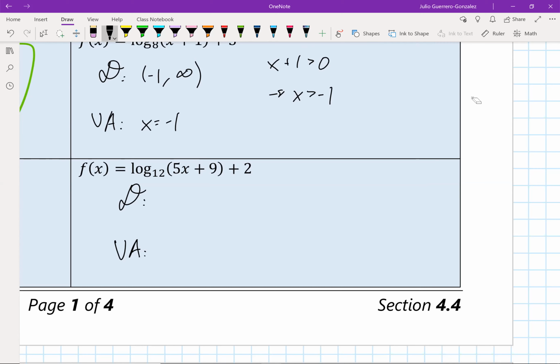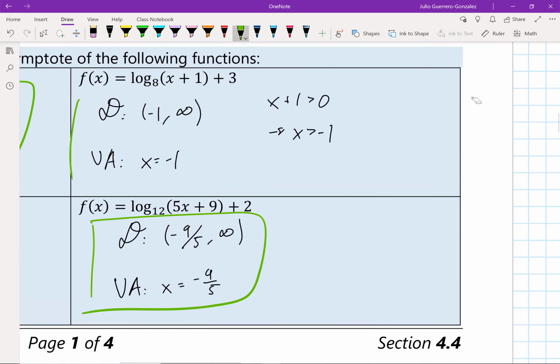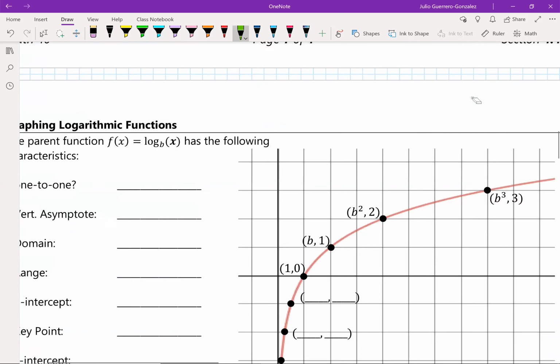All right, for this one, I don't know if I'm right or not, but I got -9/5 to the positive infinity, and then your VA would be -9/5. Right. All right, yes. Boom. Boom. See, these aren't that bad. Okay.